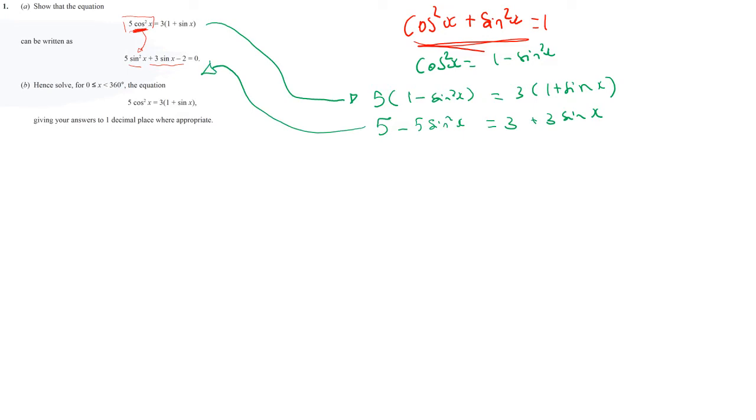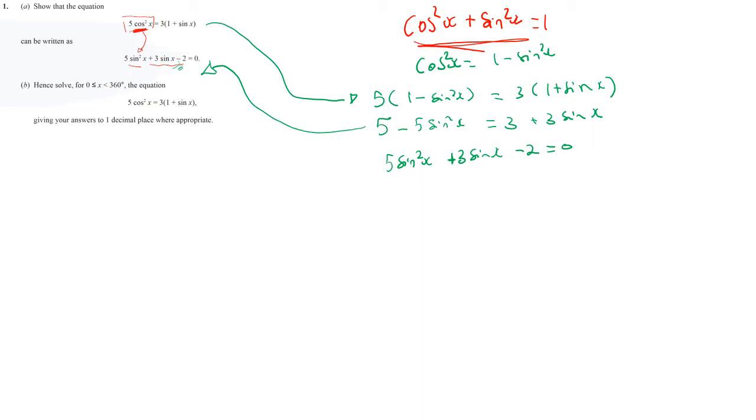Alright, so we can write 5 sine squared x plus 3 sine x minus 2 is equal to 0, and that you can see is the same as this here.